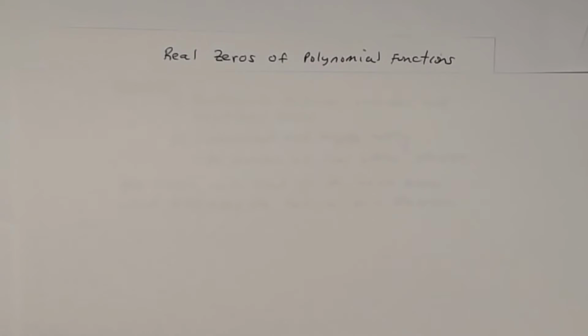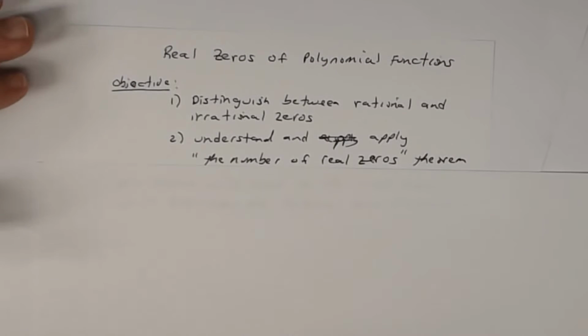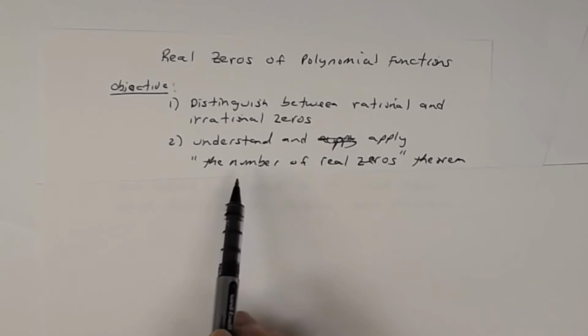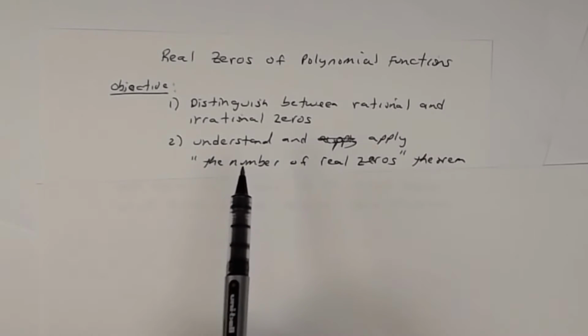This lesson discusses real zeros of polynomial functions. There are two objectives for this part of our lesson on studying real zeros of polynomial functions. The first one is to distinguish between rational and irrational zeros, and make sure you understand how to apply the number of real zeros theorem. There's a theorem, and the theorem discusses the number of real zeros that a polynomial function could have.